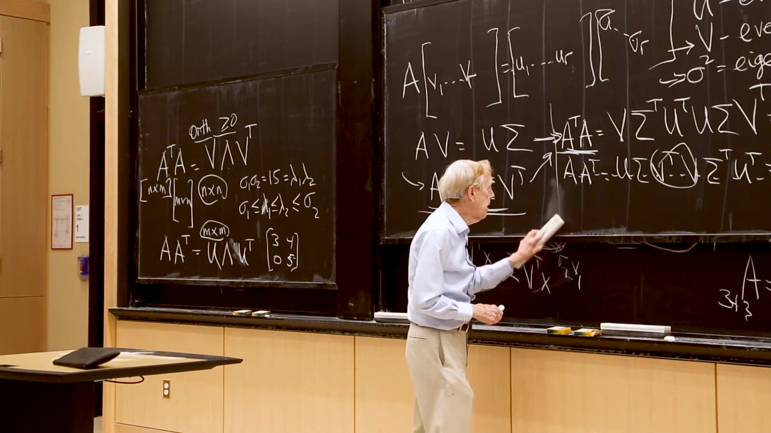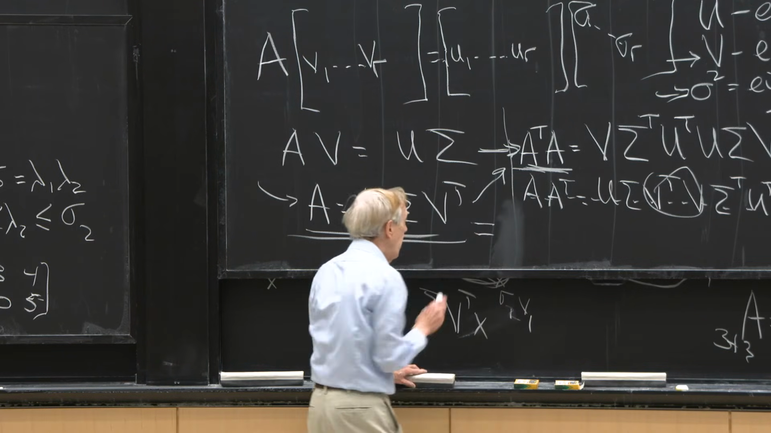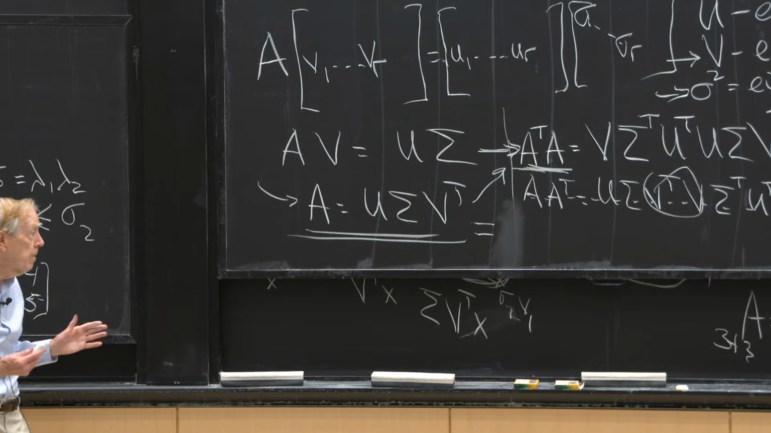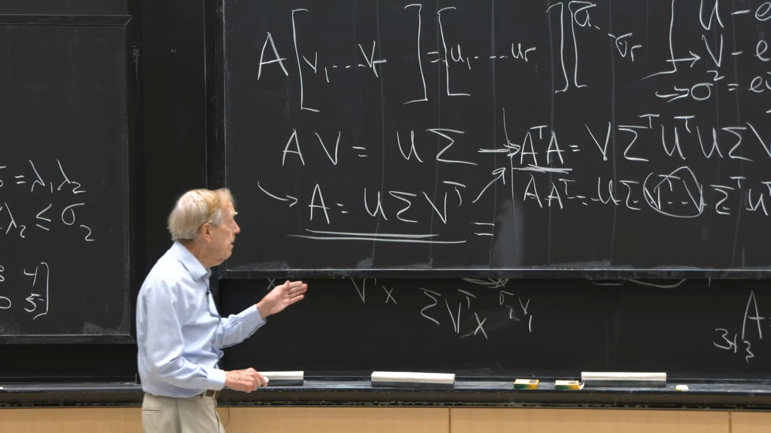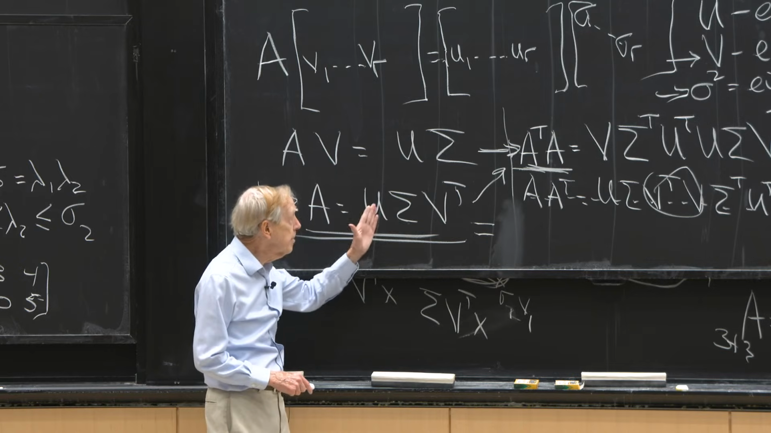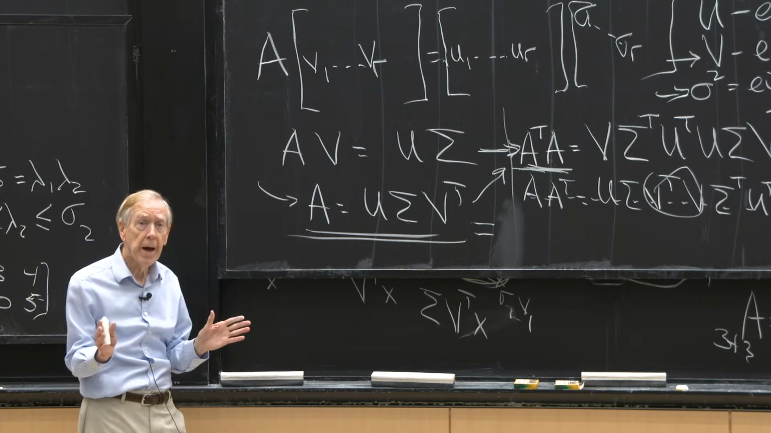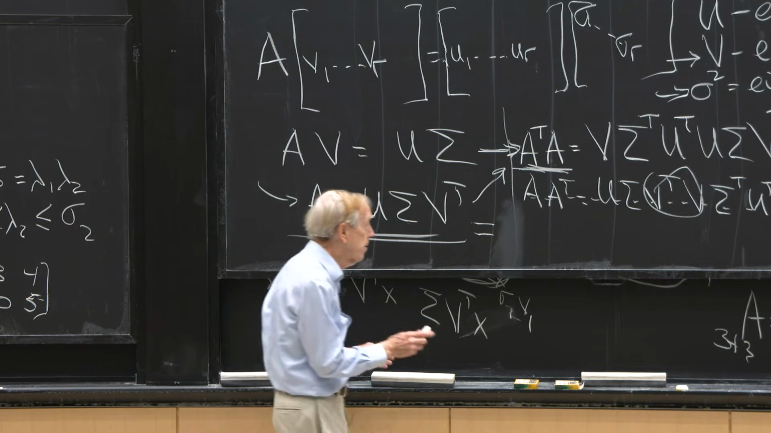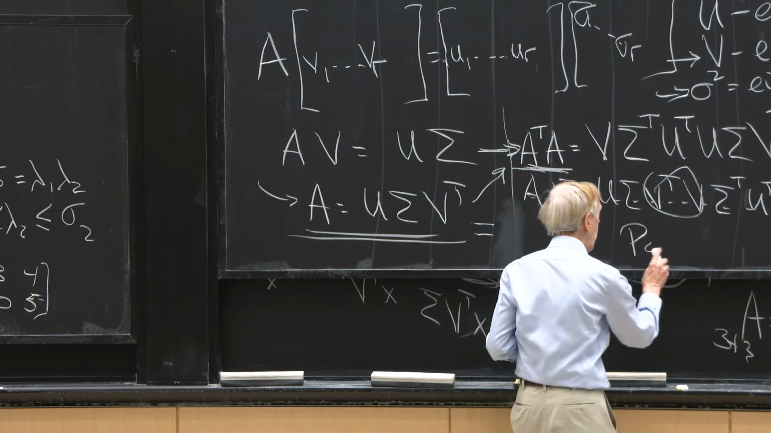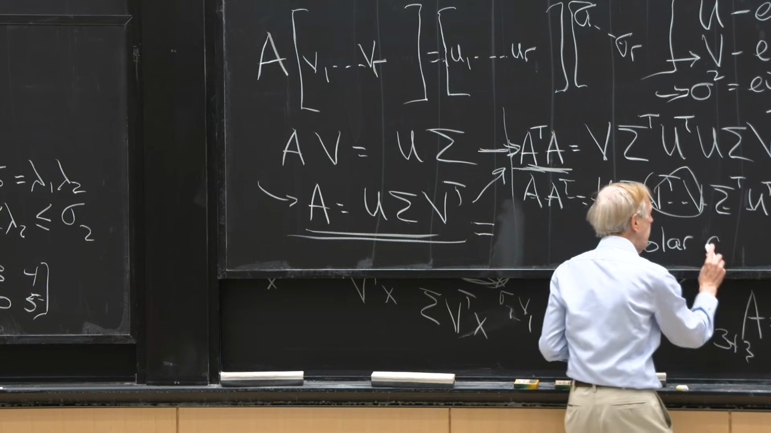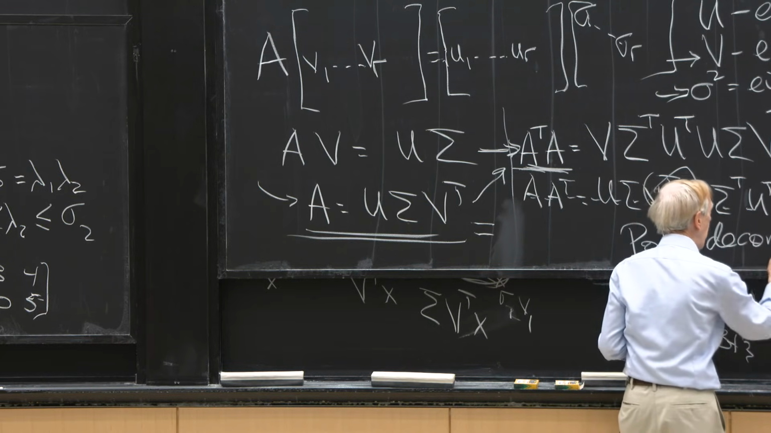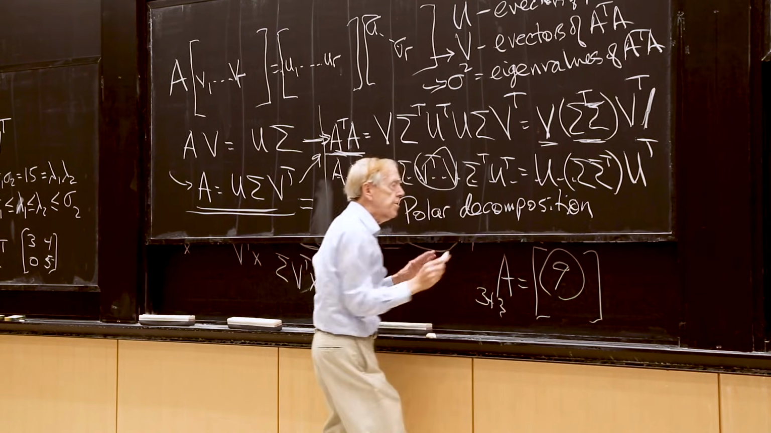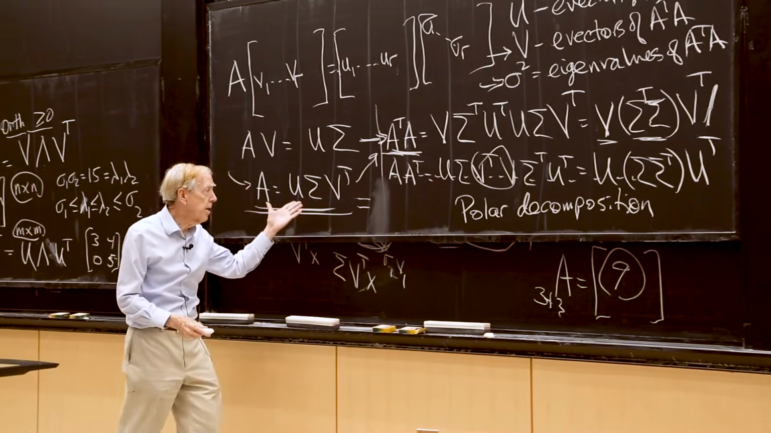it's famous in geometry. So any A is a U sigma V transpose. We've got that. Now the other one that I'm thinking of is called the polar decomposition of a matrix. And all I want you to see is that it's virtually here.